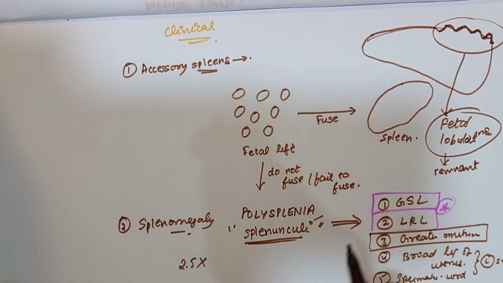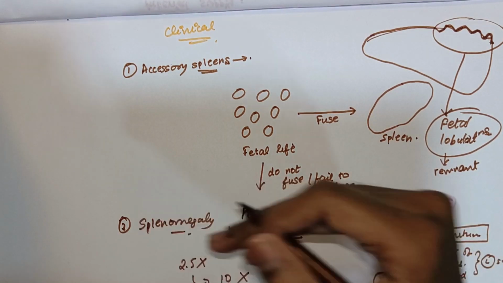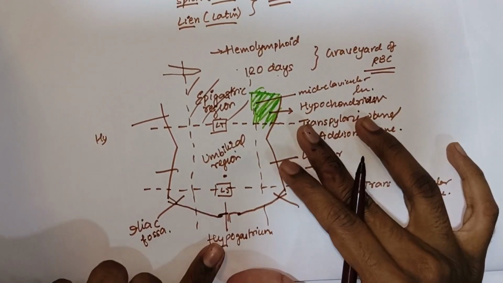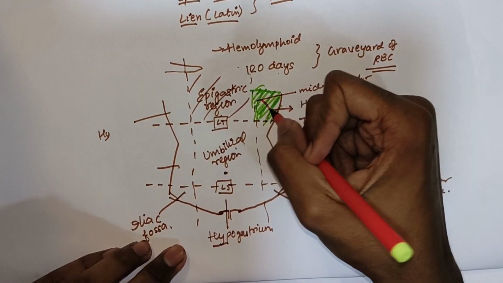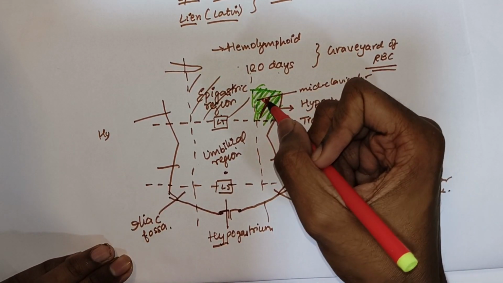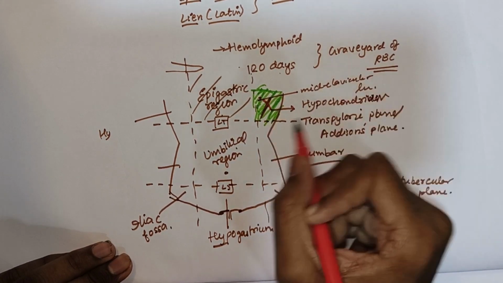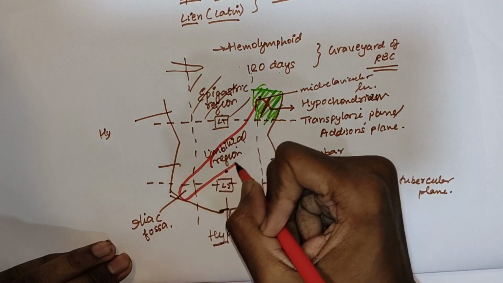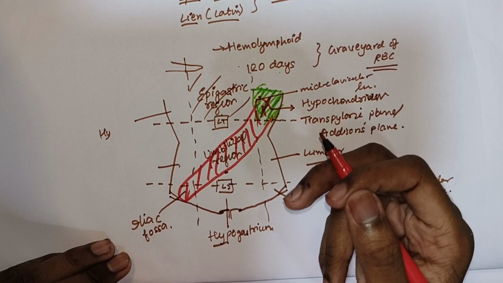Now, if the spleen has enlarged a lot, like to 10 times its original size, it can enlarge towards the right iliac fossa. This is the original position of the spleen. Now, since it has started enlarging, it will start enlarging from the left hypochondrium, then towards the umbilical region, and then towards the right iliac fossa. This is the path it follows while enlarging.